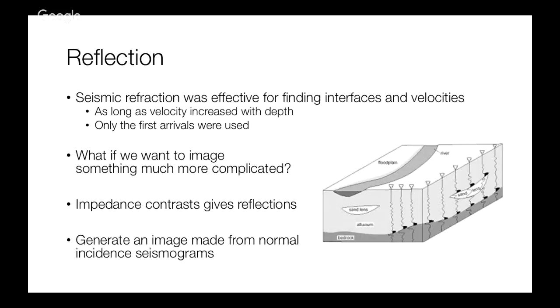So that's how you should think about what these images are comprised of. It's just a collection of these zero offset or normal incident traces.